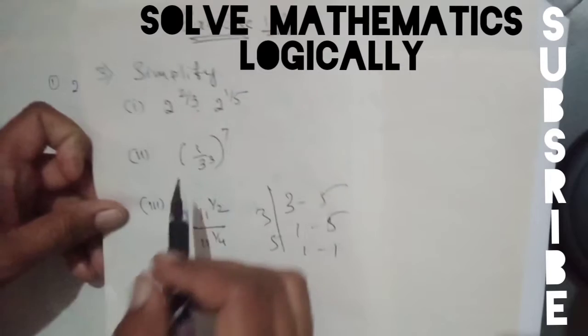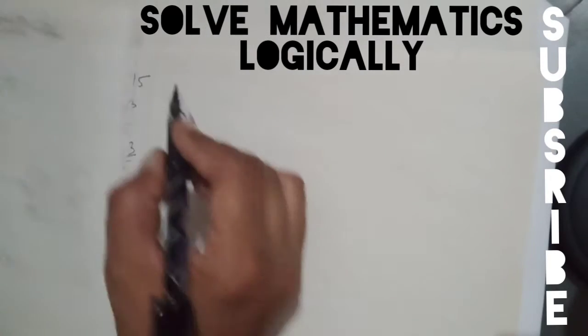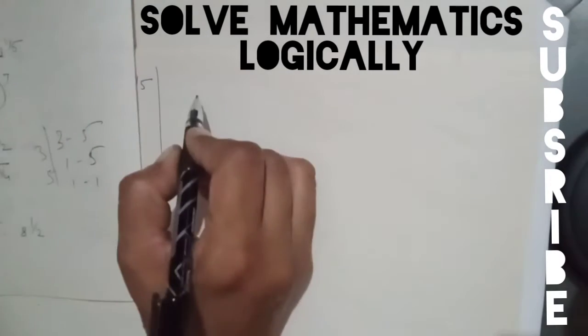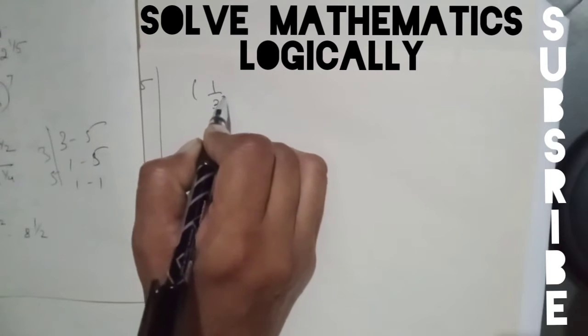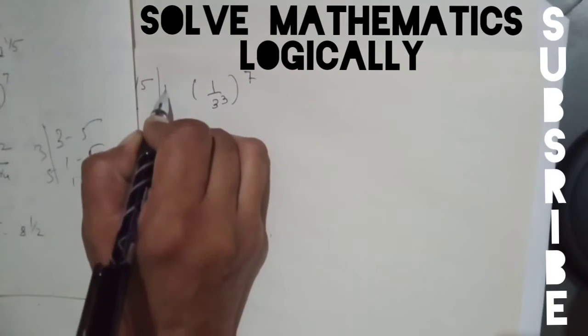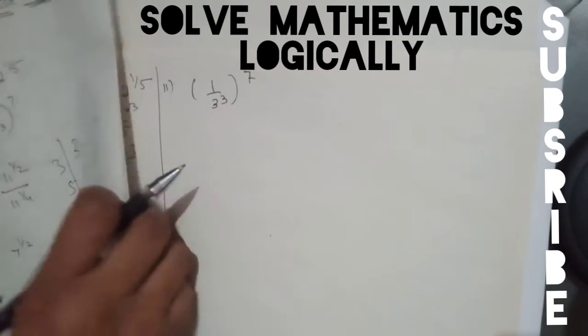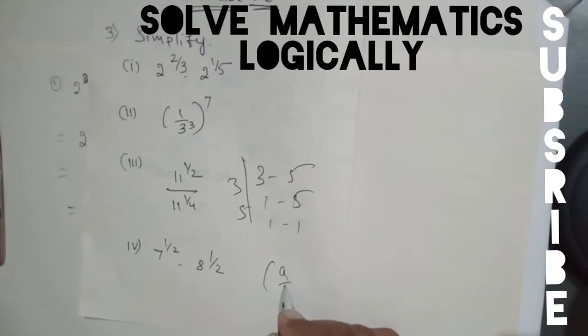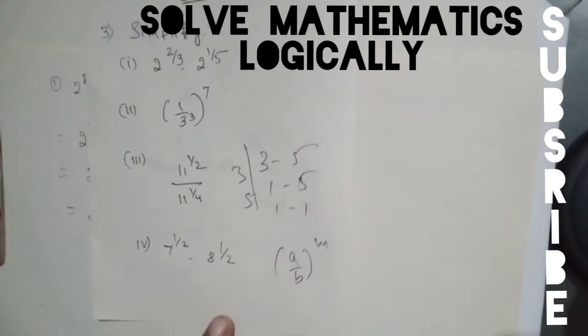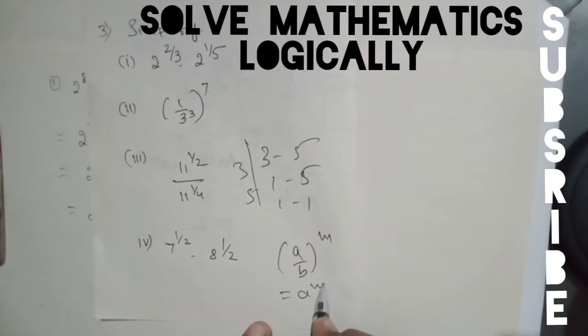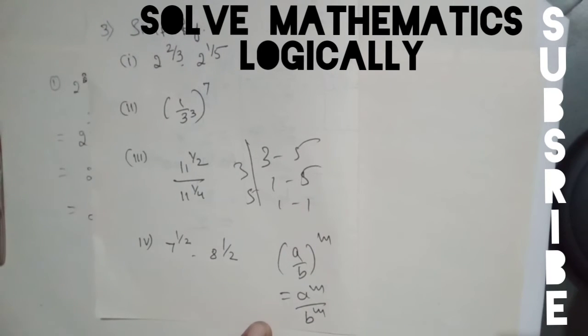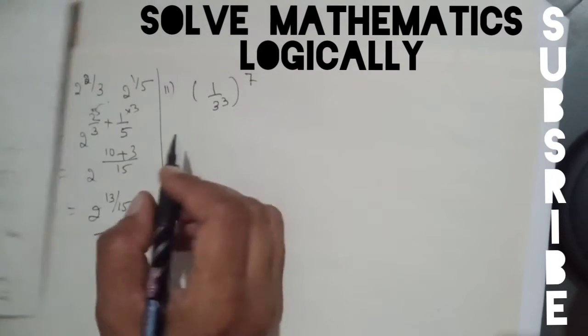Yes, next the second one is very, very simple. What you have here in the second one is 1 upon 3 raised to 3, raised to 7. Second one, very simple, children. If we have A upon B raised to M, it can be written as A raised to M upon B raised to M.